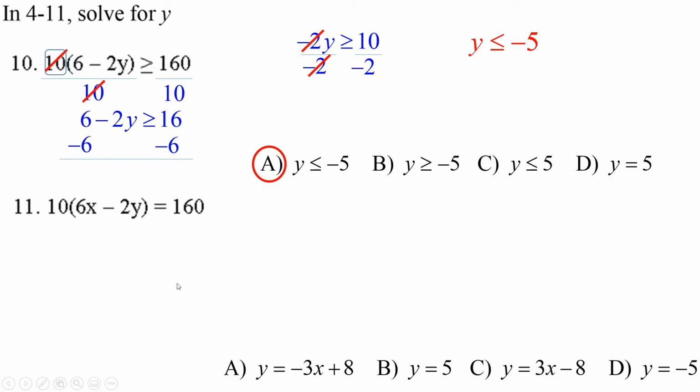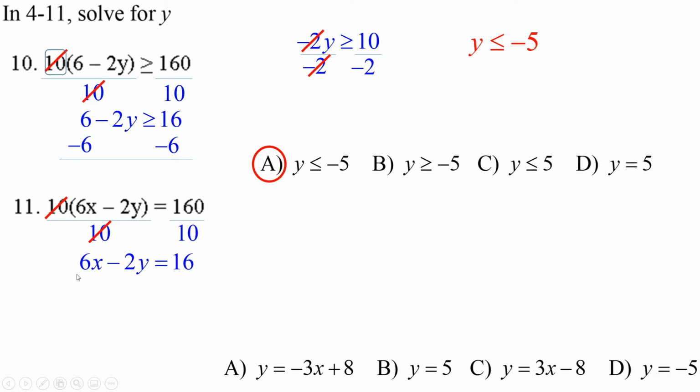Okay. Now, the same situation, but this is literal now. This is a literal equation. We're still solving for that y. So let's do the same thing. Let's divide both sides by 10. 10's cancel on the left, leaving 6x minus 2y this time. And on the right, we have 160 divided by 10 would be a 16.